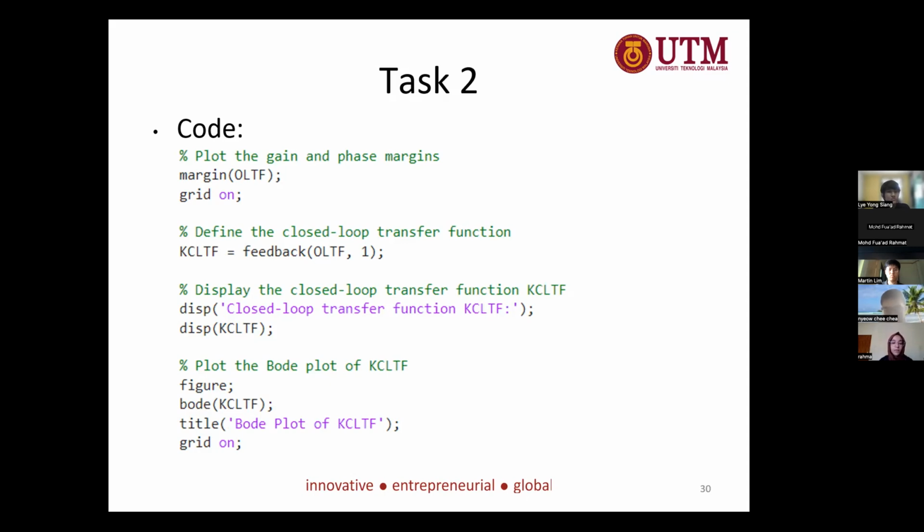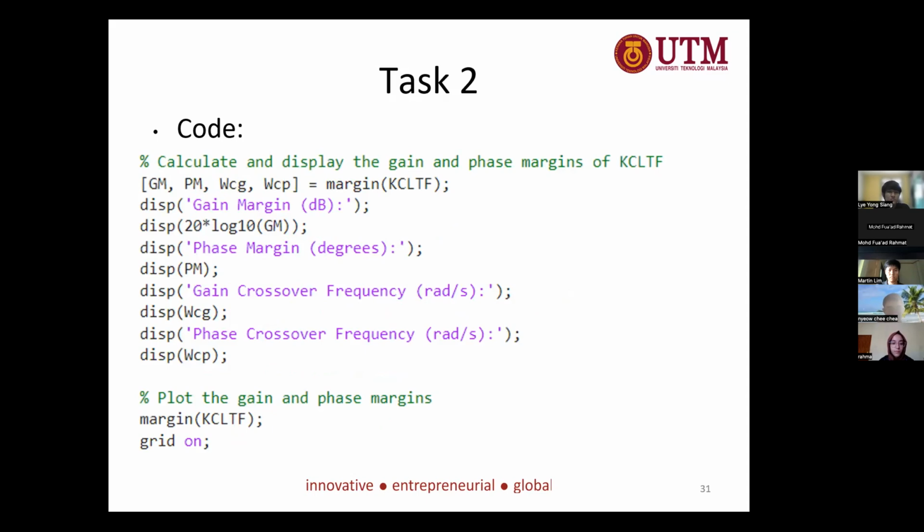And then we're getting the closed loop transfer function using a feedback function with a unity feedback. Then we're going to display the closed loop transfer function on the command window, and then we're going to get the plot of the closed loop transfer function. We did the same calculations and used the same functions as we did for the open loop transfer function bode plot.